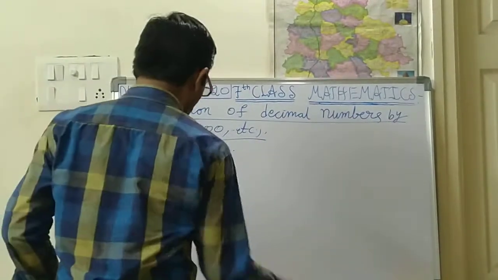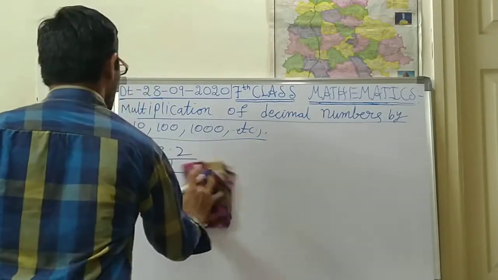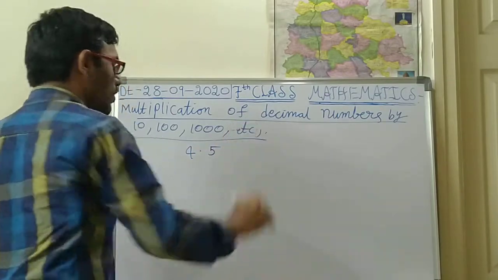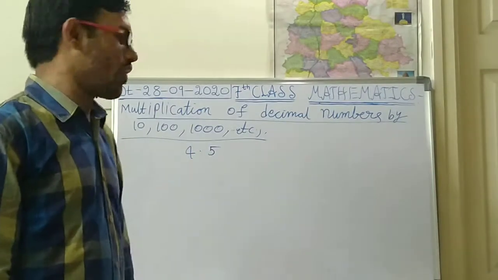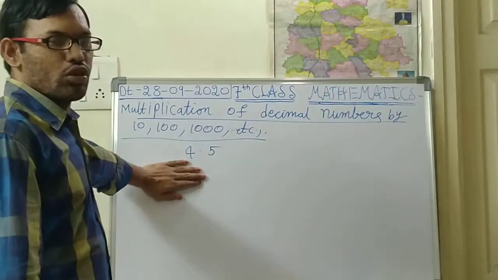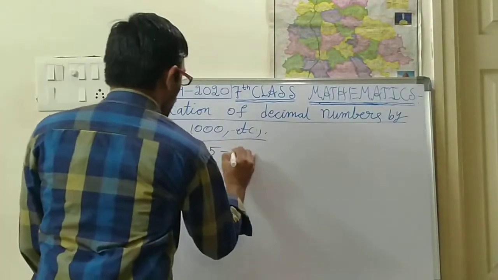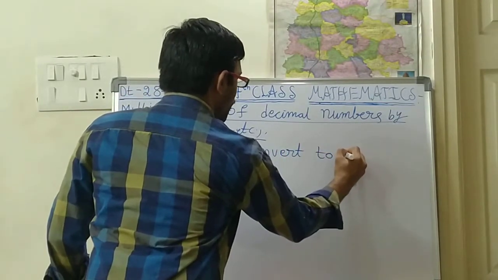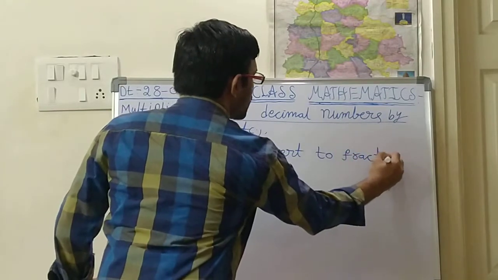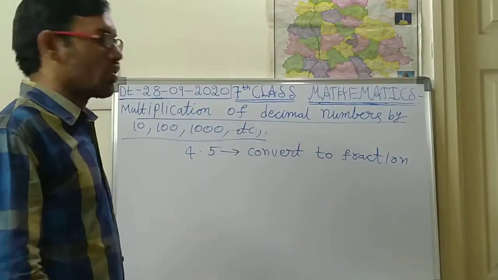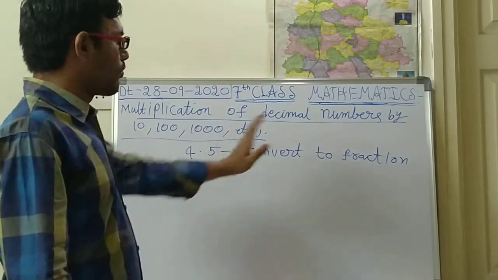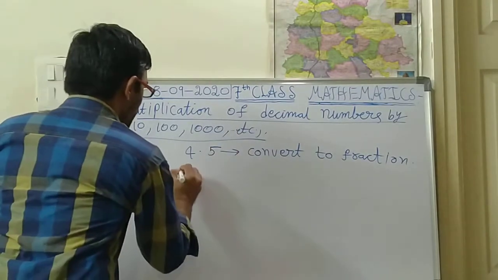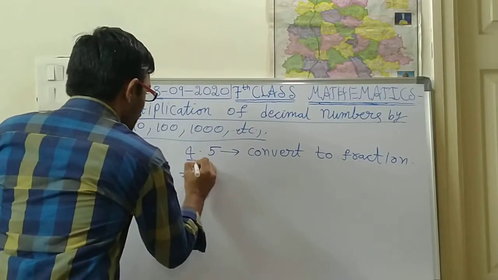First of all, here 100 is not there, 10 is not there. First take any number, 4.5. 4.5, how can you convert it to a fraction? The first step is to convert into fractions. Whatever decimal number is there, we have to convert that into a fraction. So here 4.5, what is 4.5?